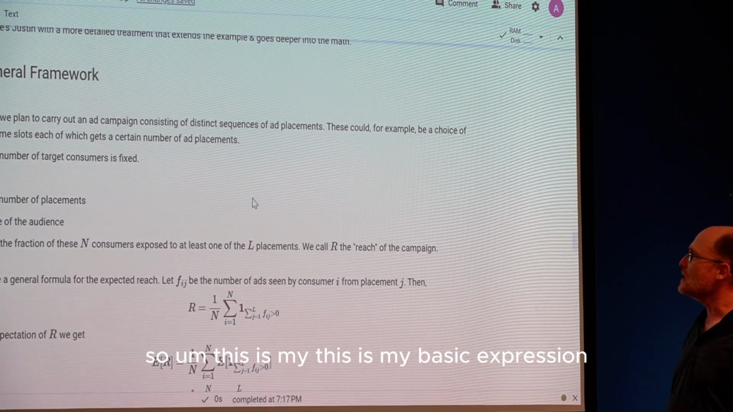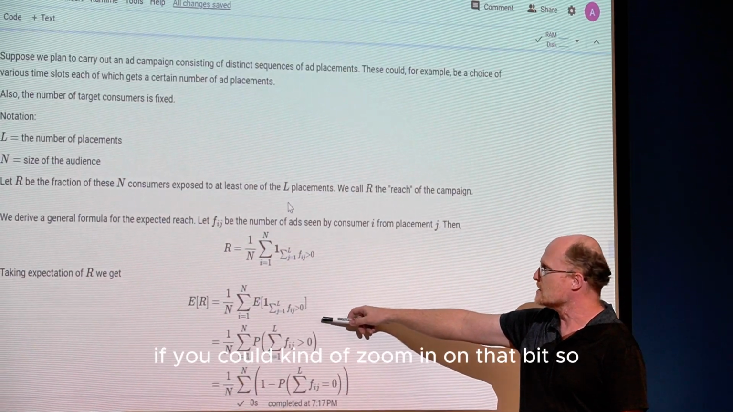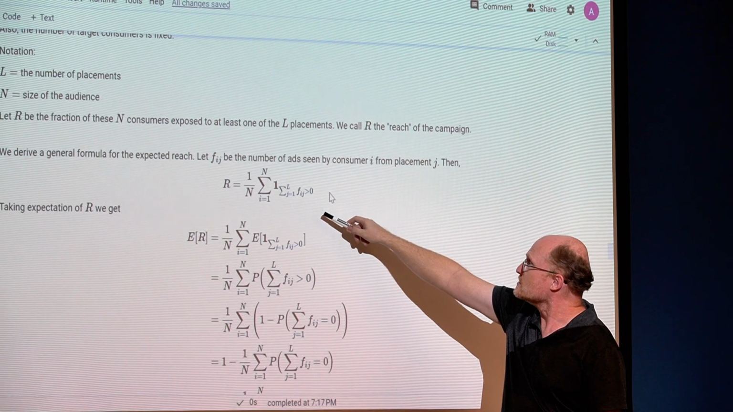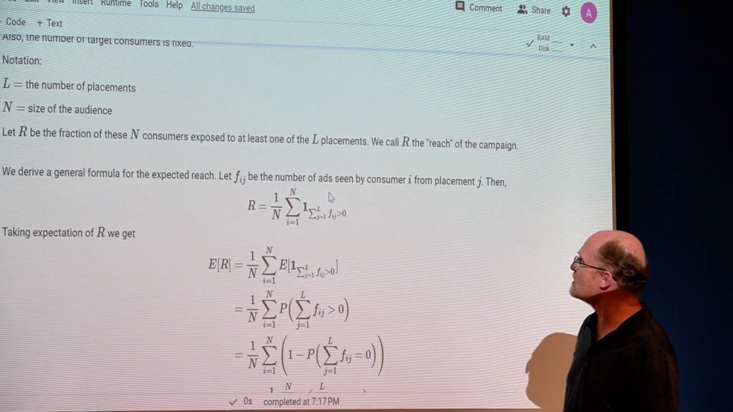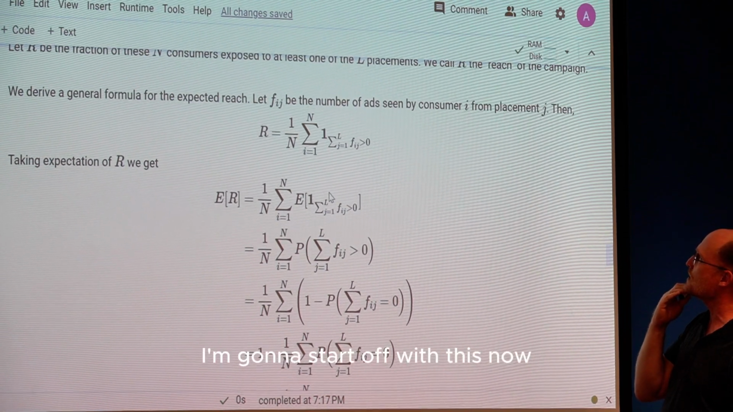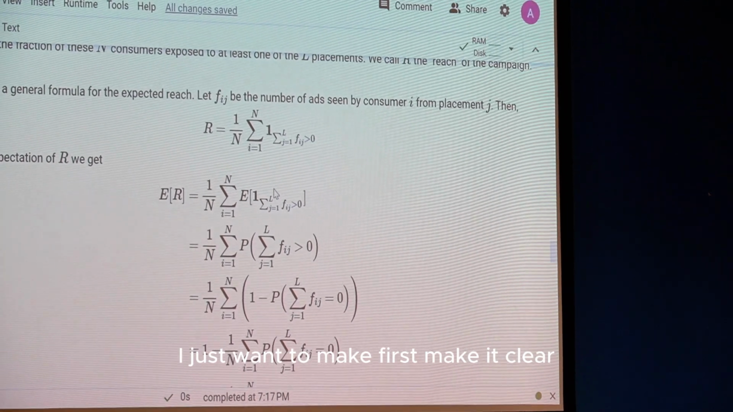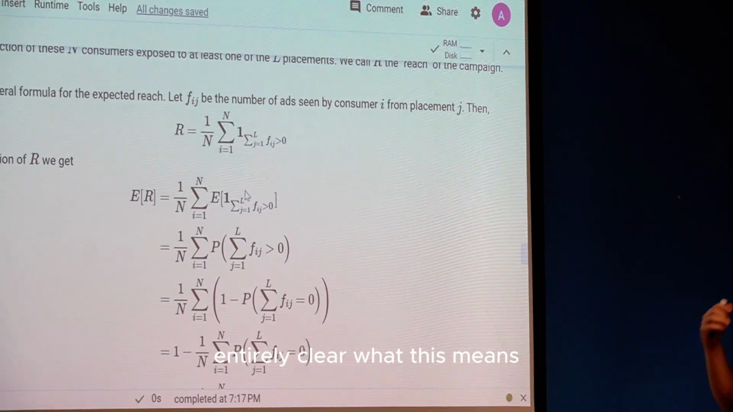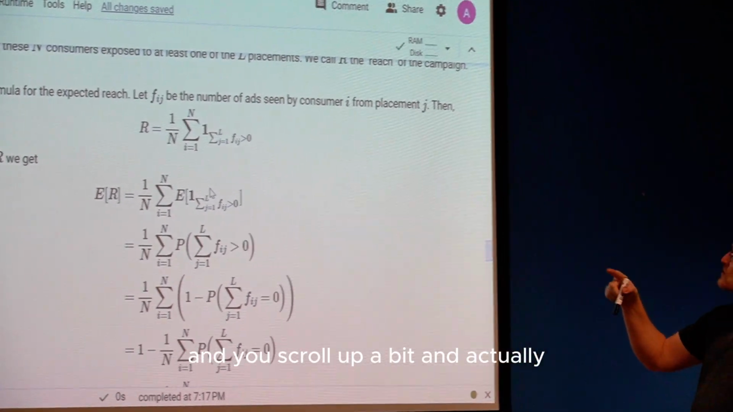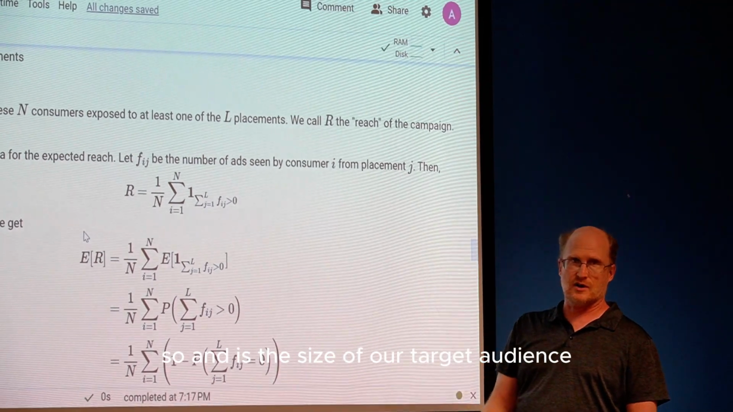So this is my basic expression. If you could zoom in on that a bit. Sure, that's good. So I'm going to start off with this. Now I just want to make it entirely clear what this means, because I know it looks like a mess. So first of all, n. If you scroll up a bit, we can see n. So n is the size of our target audience.